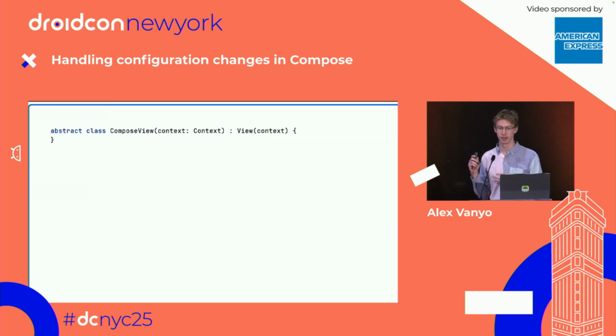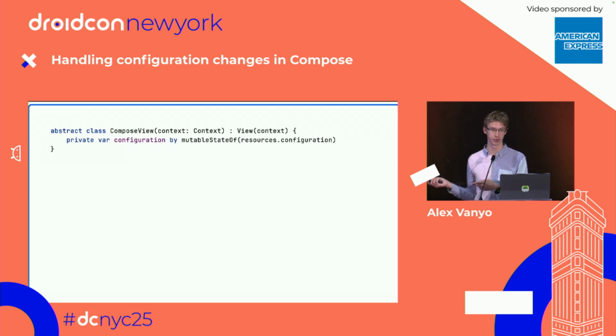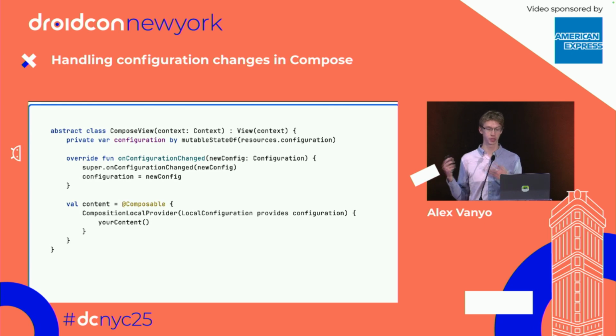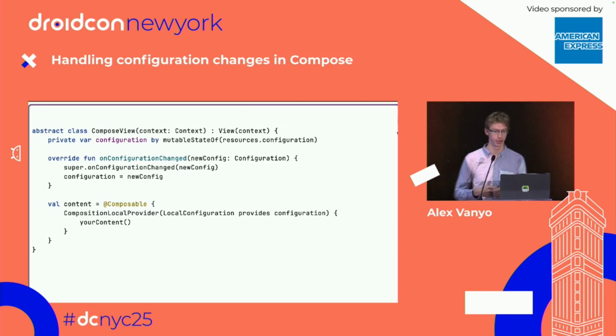So let's take a brief look, actually under the hood, of kind of how Compose does this. Compose view is a view, and it kind of keeps around this configuration that's backed by mutable state. And then when the configuration changes, it will update the configuration with the new value. And then your content gets wrapped within a composition local provider that provides you a local configuration, which contains not only the current configuration, but it's a snapshot state backed observable object that you can use to derive anything from the current configuration and get updates when it changes. So that's what Compose is doing. And then your content goes inside of here.